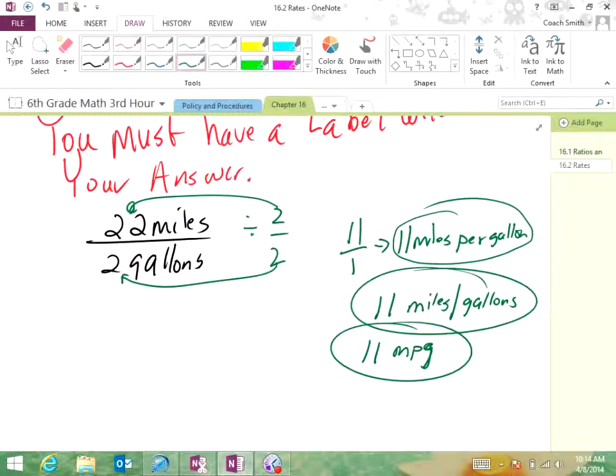But you will notice on each one of them, label, label, label.